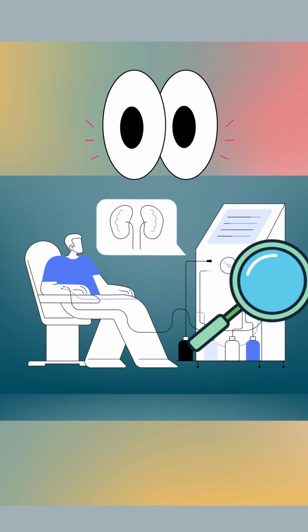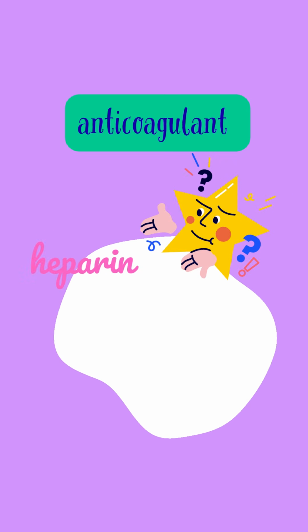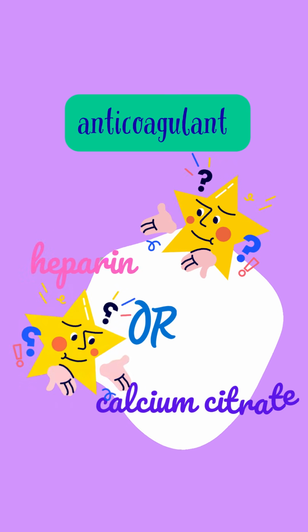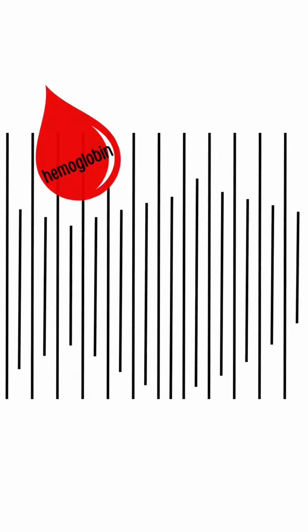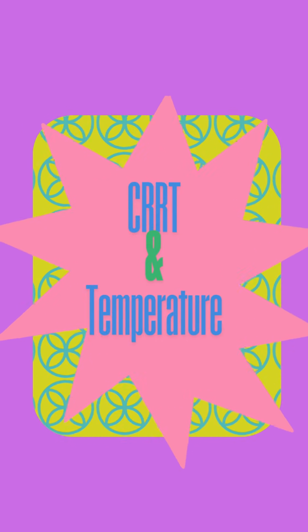This takes us right to the risk of bleeding with CRRT. Anytime anticoagulation is used, there is an increased risk of bleeding. Here's what to monitor: your hemoglobin, hematocrit, platelets, and APTT for heparin use, and of course, any visible signs of bleeding. Next up is temperature regulation during CRRT, specifically hypothermia.